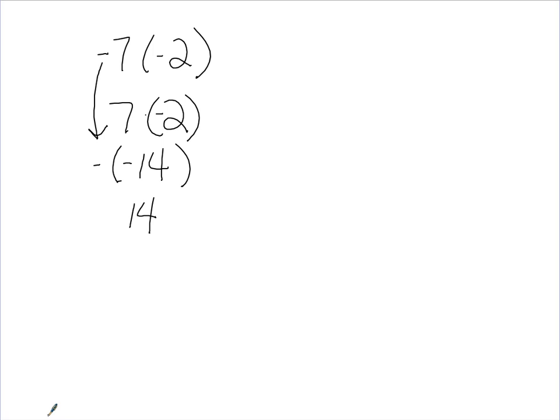So basically what we're saying is, looking at this first number, always multiply it like it's a positive, and then if it's actually a negative, that means you need the opposite of whatever your product was.